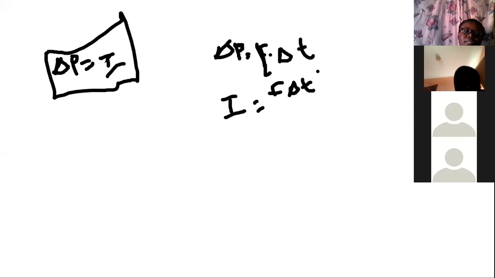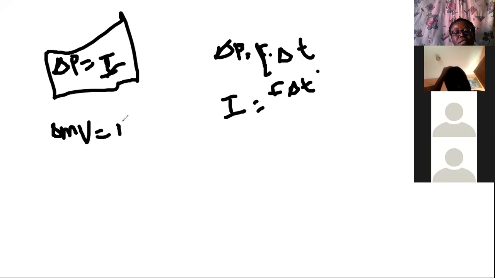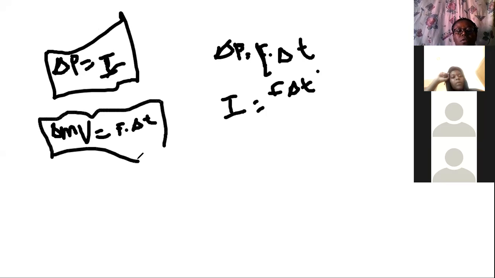So therefore the change in momentum is equal to the impulse, and this is what is called the impulse-momentum theory, or we can say the impulse-momentum principle. It's just the theory that connects the momentum to an impulse. Or I can say the change in momentum is equal to force times the change in time. Because this is how the impulse is calculated. And the change in momentum, you are saying, is mass times the velocity. So all this here is what we call the impulse-momentum theory.